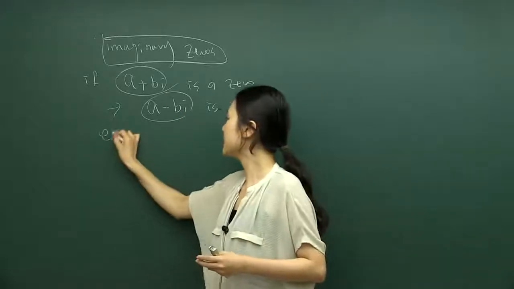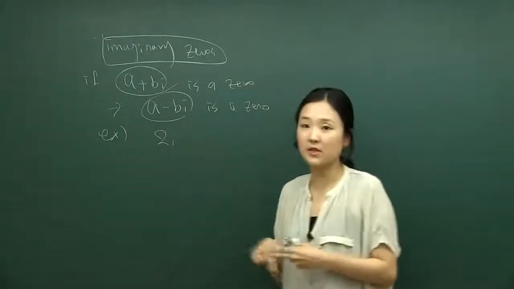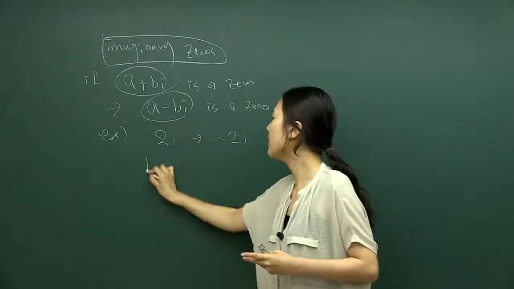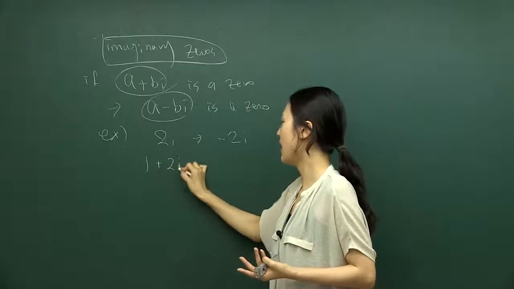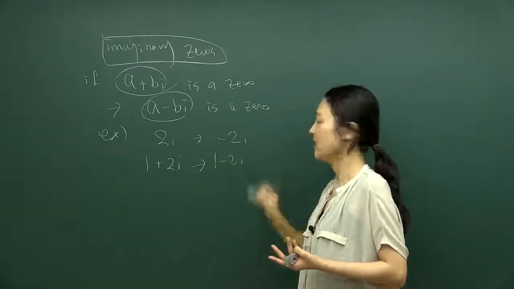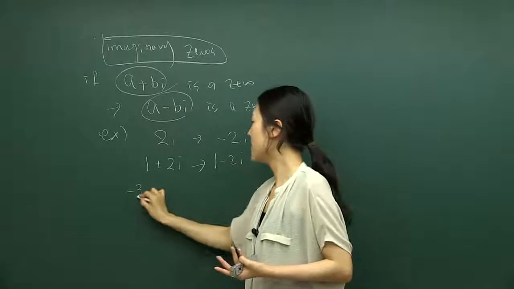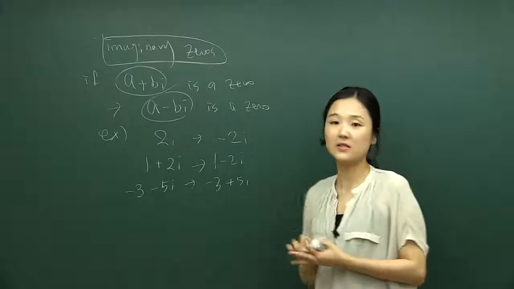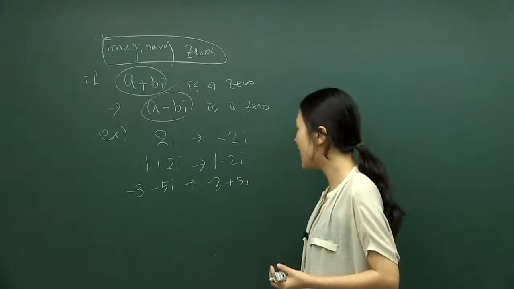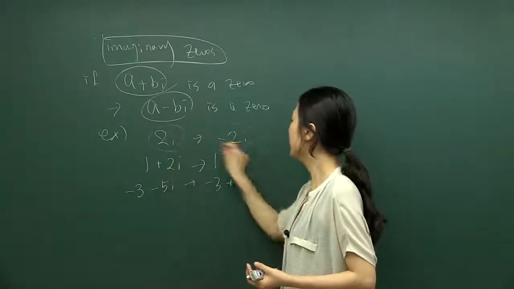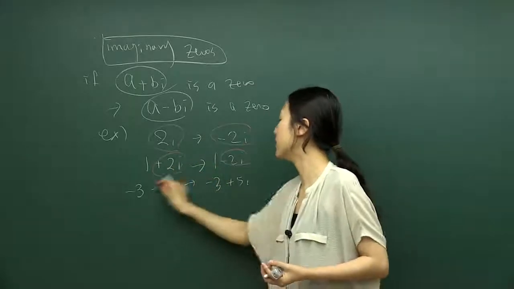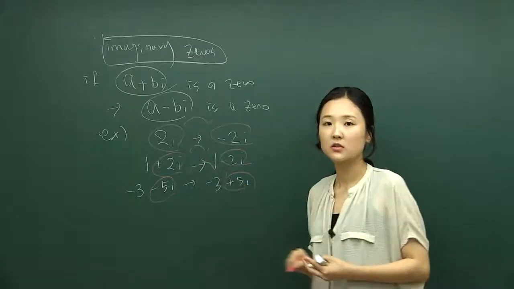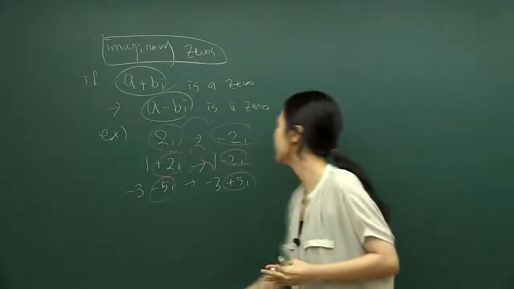For example, if 2i is a zero, then negative 2i is a zero. One more, if 1 plus 2i is a zero, then 1 minus 2i is a zero. If negative 3 minus 5i is a zero, then negative 3 plus 5i is a zero. So just simply change the sign in front of the imaginary part of the number. The signs change, so they always come in pairs. You will never have just 1 zero.